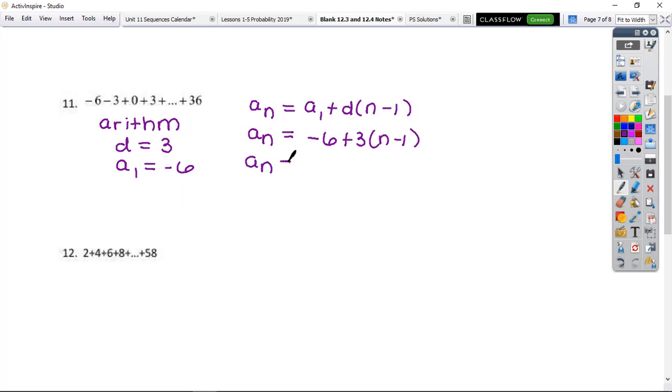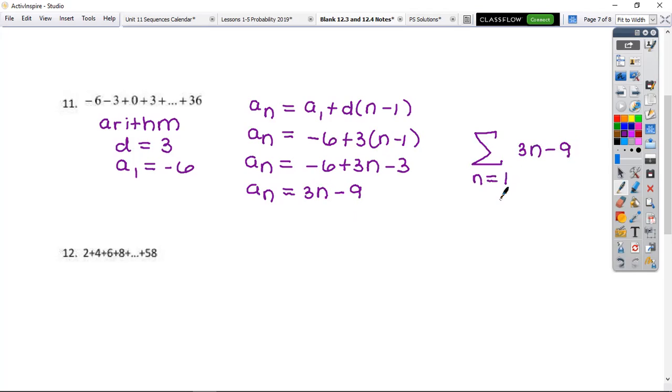Distribute and combine like terms. So I have -6 plus 3n minus 3, so my formula is 3n minus 9. Then you're going to draw your summation symbol, and your formula is 3n minus 9, beginning at n equals 1. I guess the hardest thing is to figure out where to stop it. You have to get a 36 out of this. You could do it algebraically, but I think most of you have enough mental math ability to work your way through it. So 3 times what, and then minus 9? How about 15? Yep.